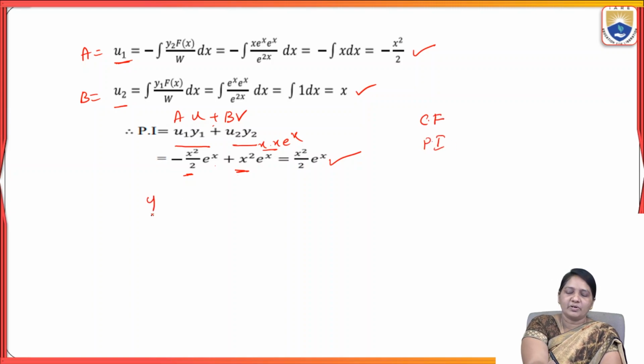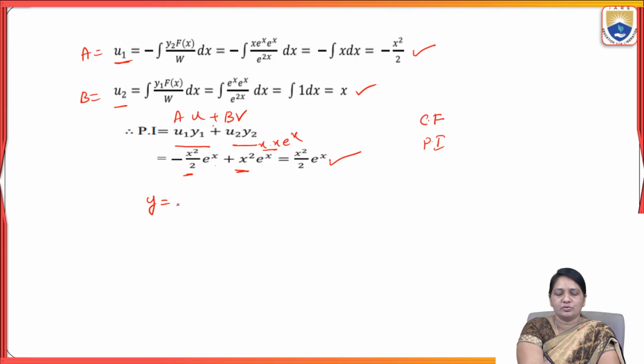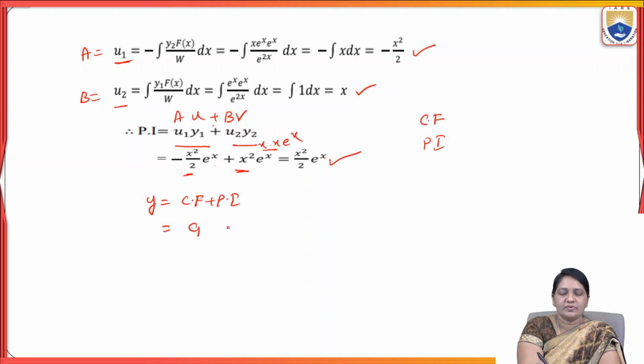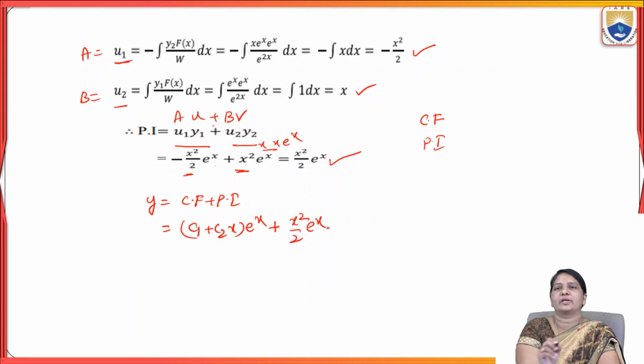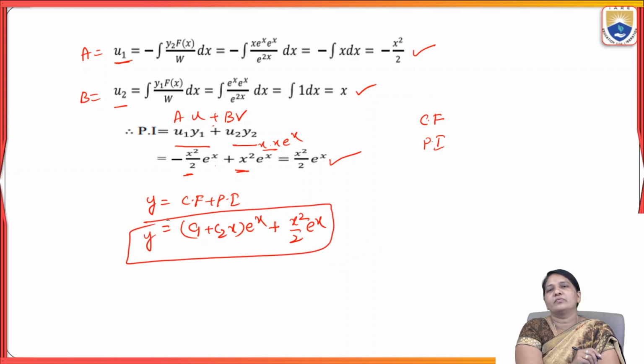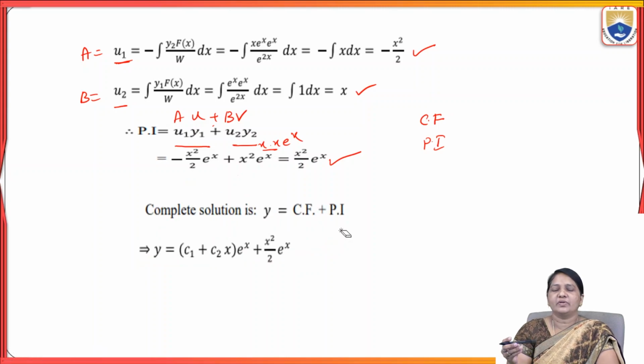So we can write the complete solution or general solution, that is CF plus PI. CF value is already we calculated in the first step. So that is C1 plus C2x into e power x plus here particular integral is x squared by 2 into e power x. So this is the final solution. Otherwise this is the complete solution, otherwise this is the general solution of the given equation. That is only we can observe here.